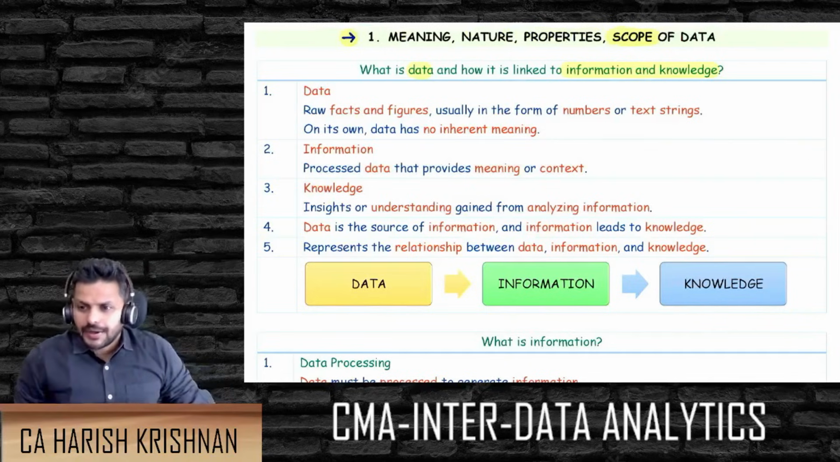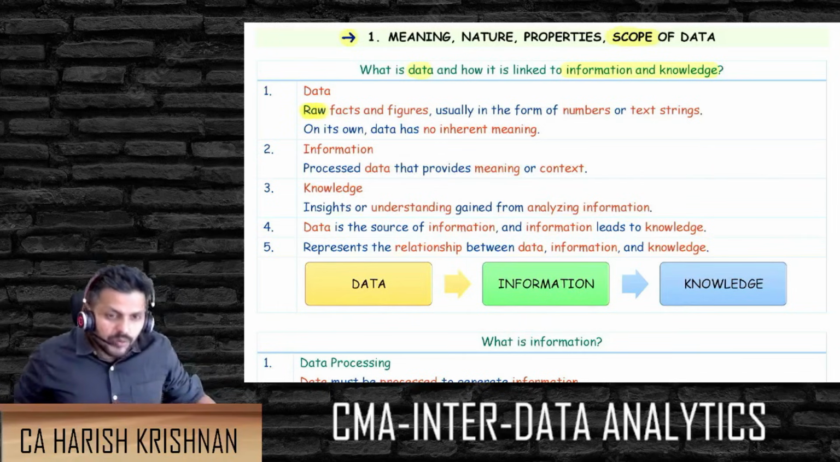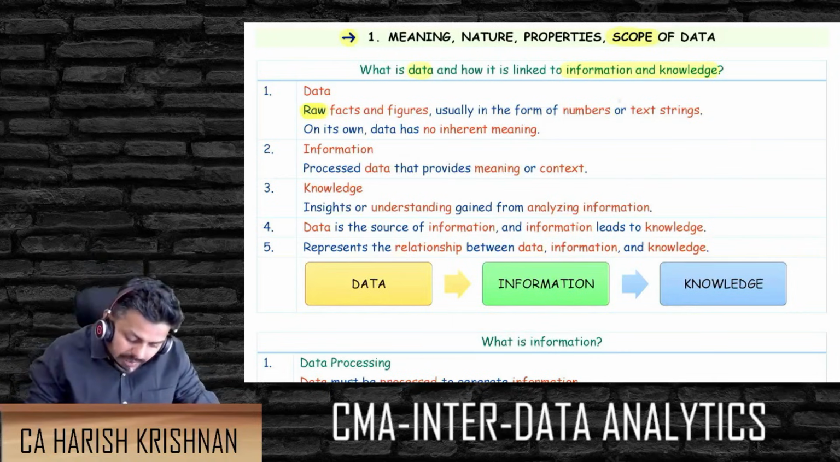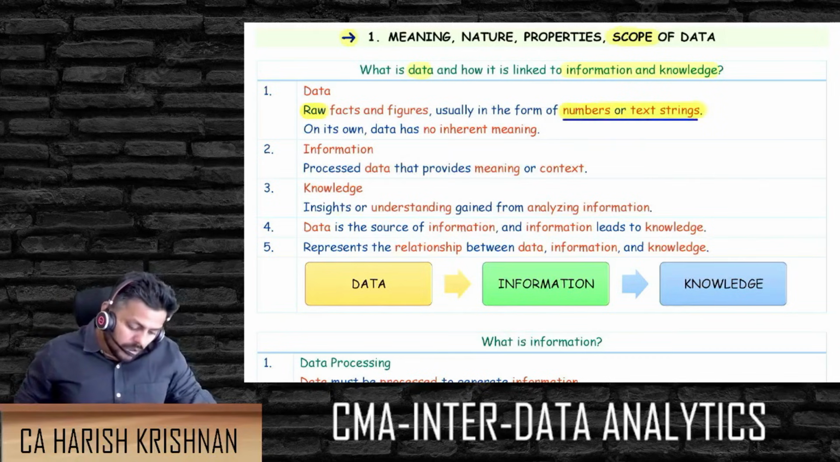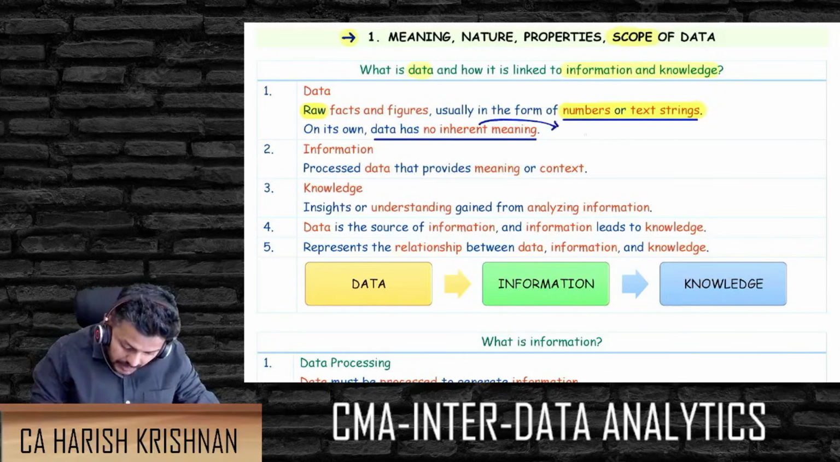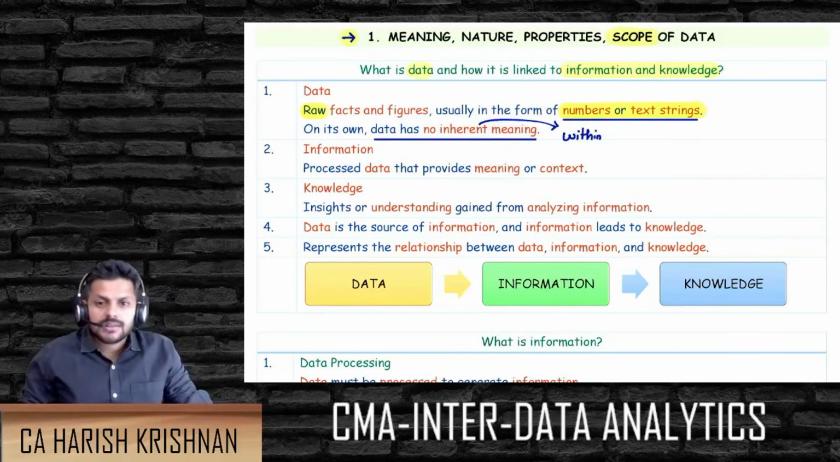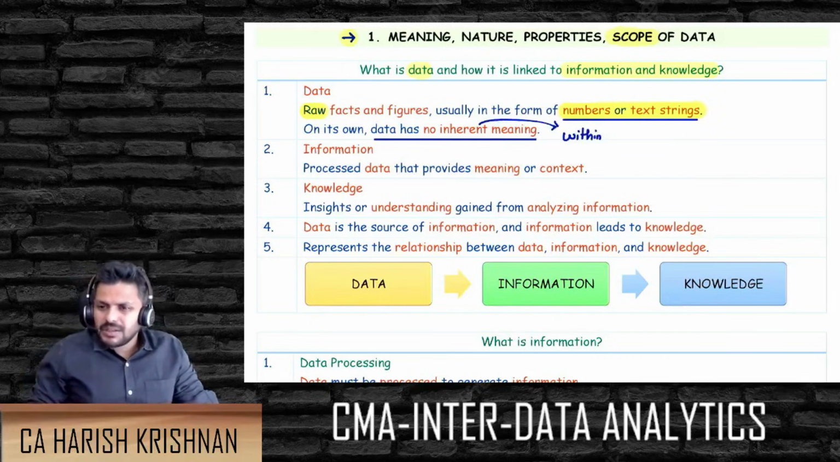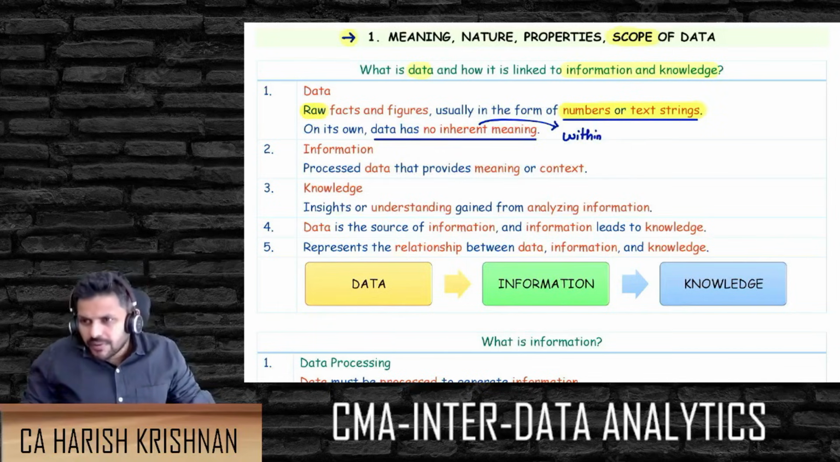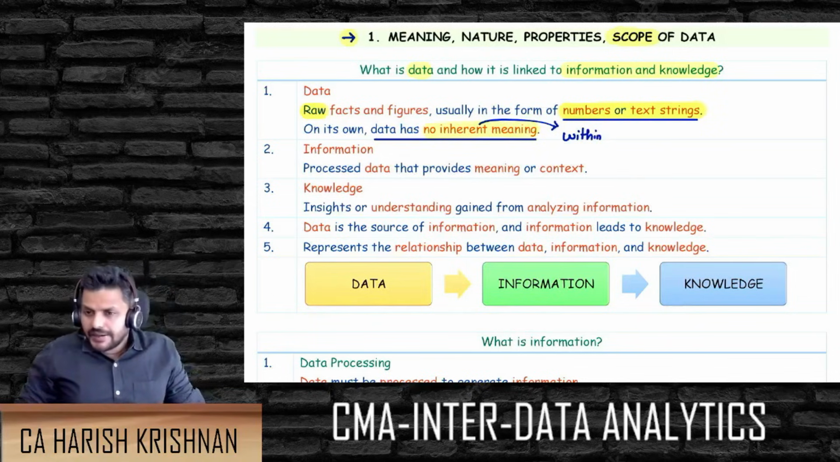So coming to the first point, talking about data, as I told you, the word there, raw facts and figures. Data is what? Raw facts and figures, usually in the form of numbers or text strings. On its own, data has absolutely no meaning. Inherent means within. So within it, there is no meaning, because obviously it has got nothing to do with meaningful classification or information. Nothing. It is just absolutely raw in nature with no inherent meaning of any kind.